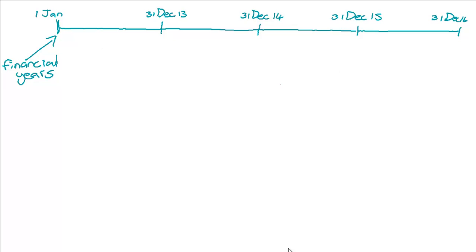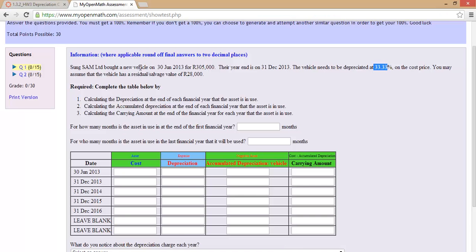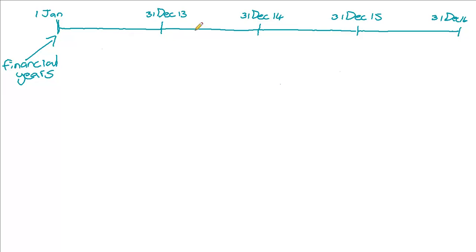So to answer that, we need to look at the given information, which tells us that we purchased this vehicle on 30 June 2013. So we purchased the vehicle around about slap bang in the middle here on the 30th of June 2013. So we would have used this vehicle in the first financial year from June all the way up to December, and that is going to give me 6 months. So 6 months in the first financial year, running from 1st of Jan to 31st of December.